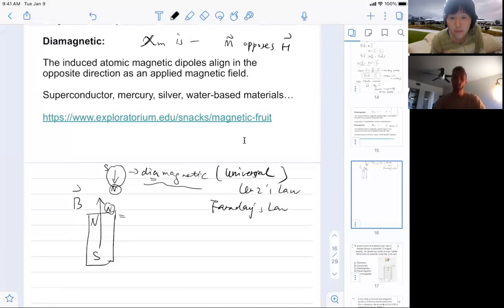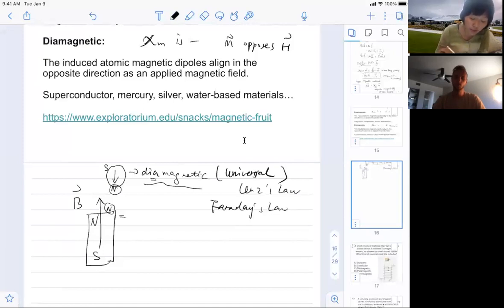That's why there are different materials. It really just depends on which phenomenon is stronger to show up. Superconductors aside, you can never completely cancel out your B field. You can reduce your B field, weaken your B field. Usually you cannot completely cancel out your B field.